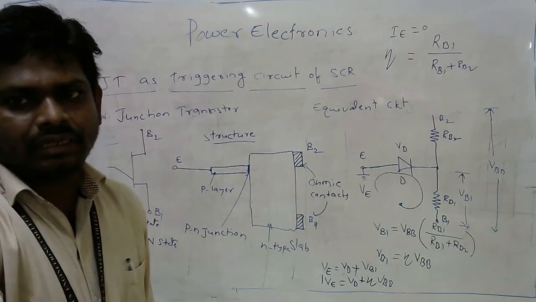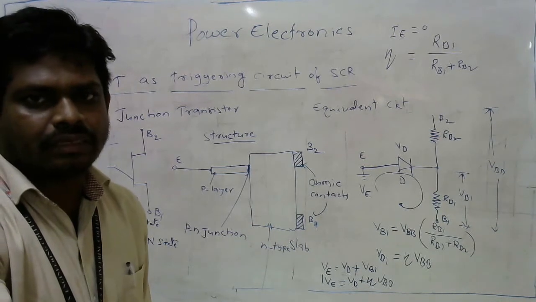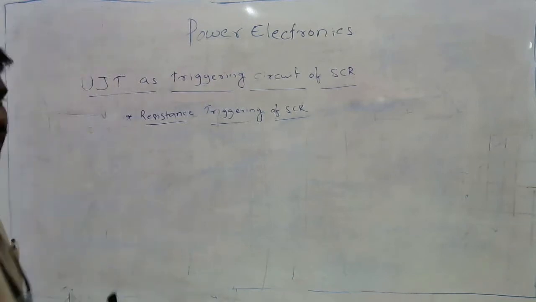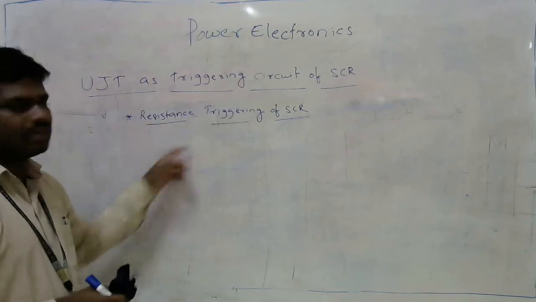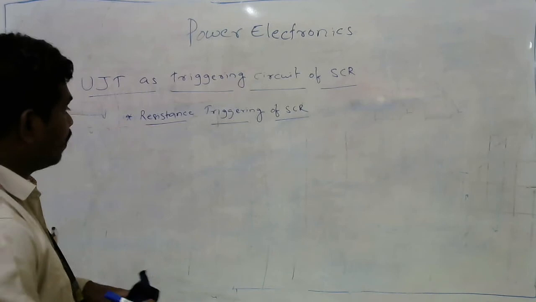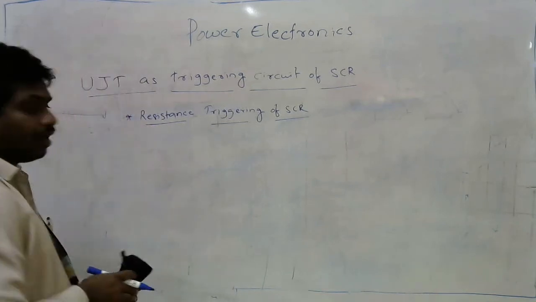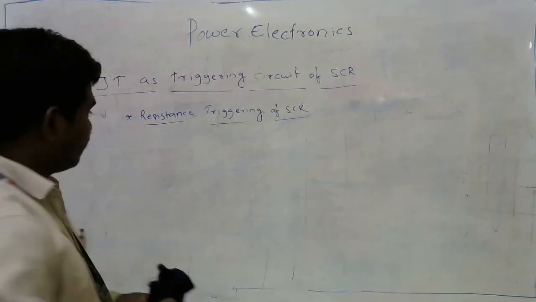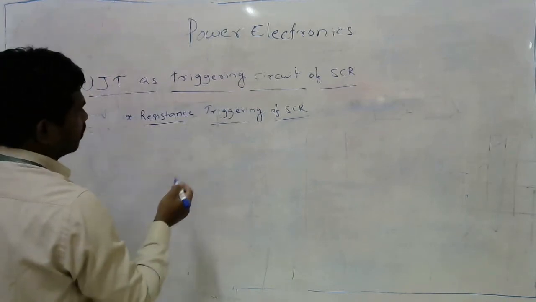Next we'll see the types of triggering circuits of SCR using UJT. We'll see the first method. There exist two different methods: resistance triggering circuit, using only resistance, and the combination of resistance and capacitance, which is subdivided into two methods: half wave RC triggering of SCR and full wave RC triggering of SCR. We'll discuss all three in this video. So first we'll see resistance triggering of SCR.